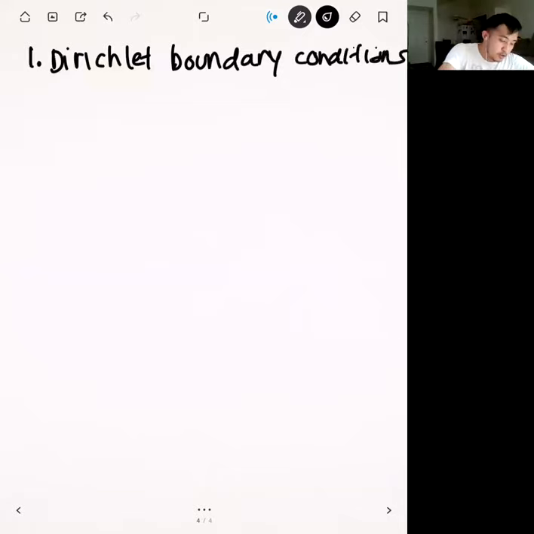Okay. And so first, let's go over Dirichlet boundary conditions. The formal definition for a Dirichlet boundary condition, because we're going to use this terminology when we solve heat transfer problems, is that Dirichlet boundary conditions are direct specifications of our solution variables.